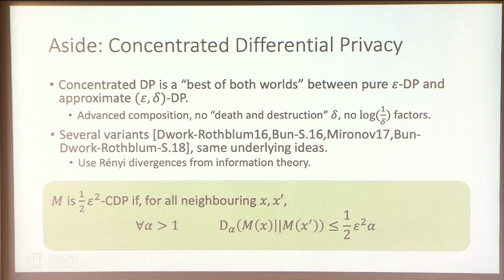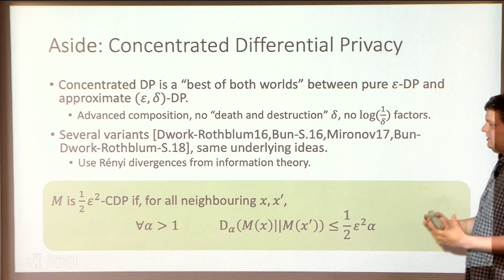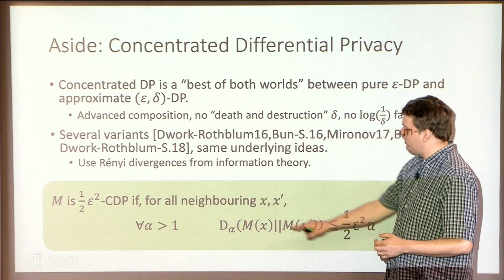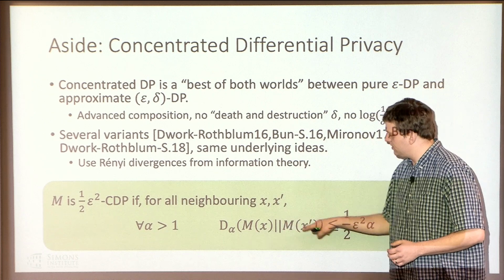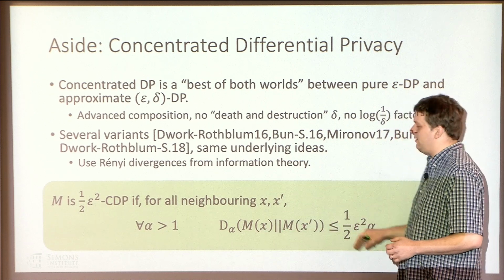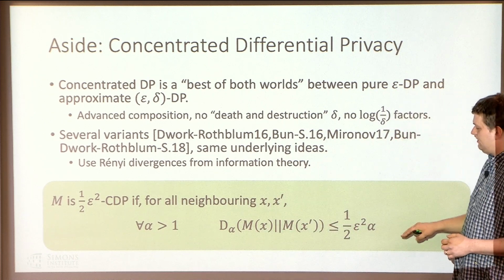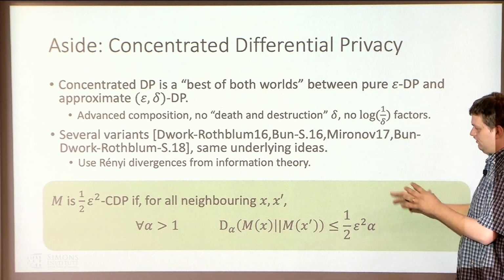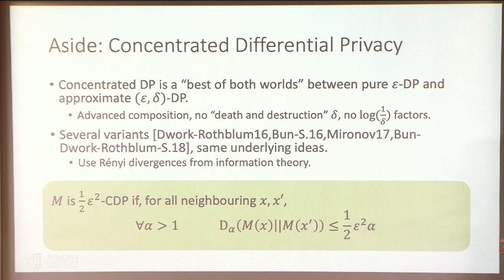And just to put the definition up, if someone hasn't seen it, basically an algorithm has this concentrated differential privacy guarantee if the Renyi divergence between these two distributions on neighboring data sets satisfies some bound, which depends on the divergence parameter. So you look at all parameters simultaneously.